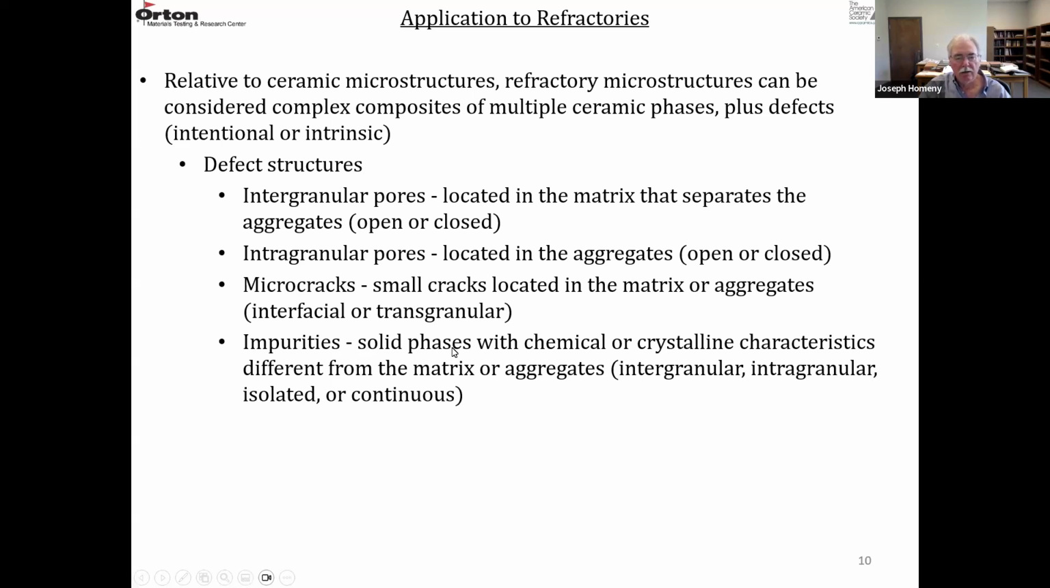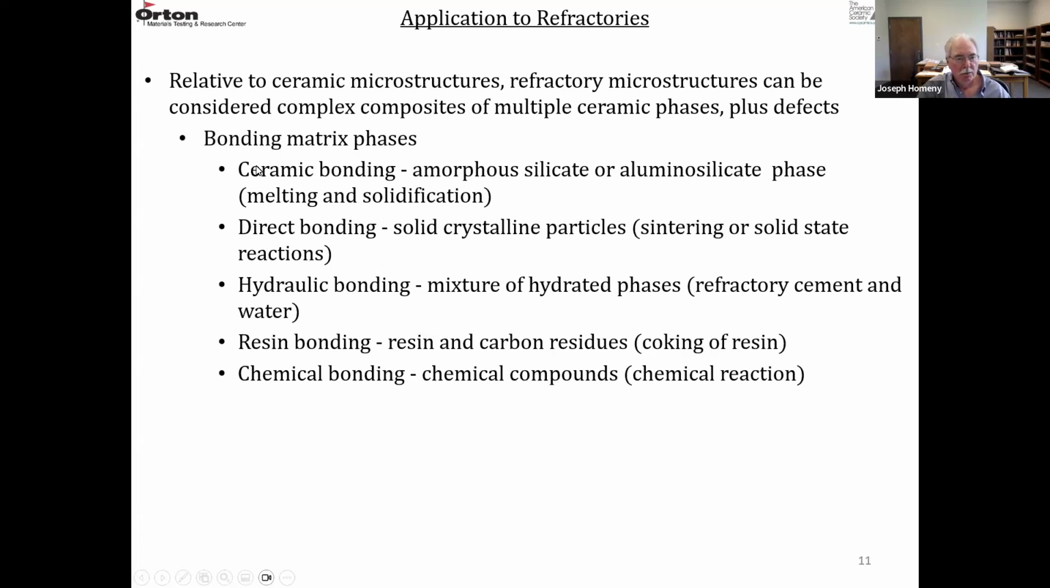Impurities, solid phases with chemical or crystalline characteristics different from the matrix or the aggregates. These can be intergranular, intragranular, they can be isolated, they can be continuous. So there's many possibilities to make a refractory microstructure more complex. Plus you have the different types of matrix phases that can be present. So the bonding matrix phases that are typical of refractories are shown here.